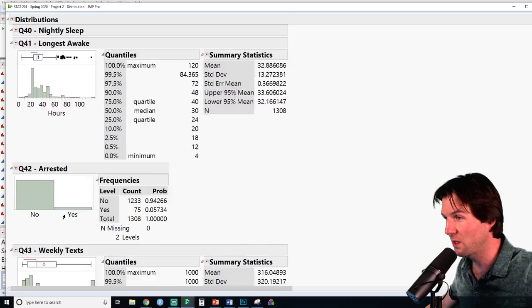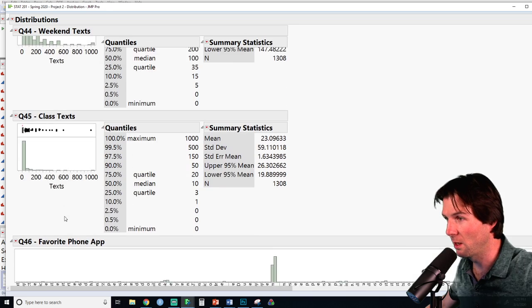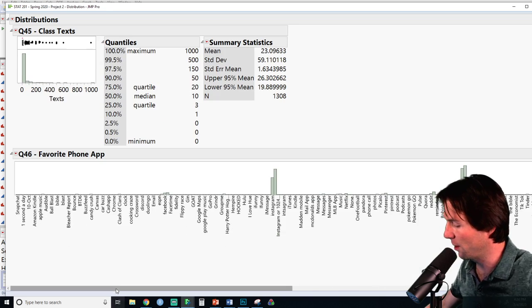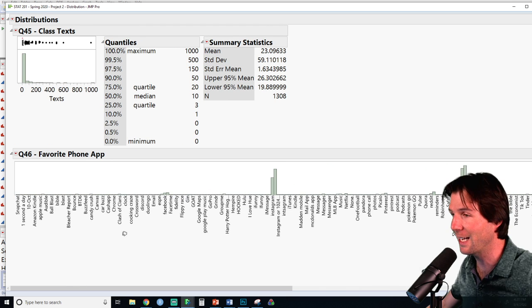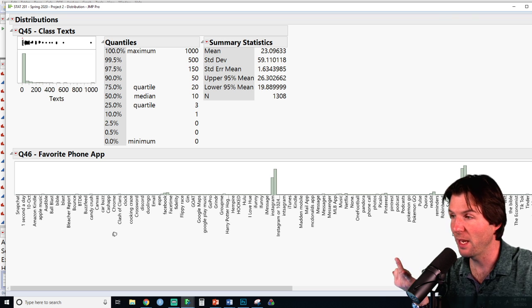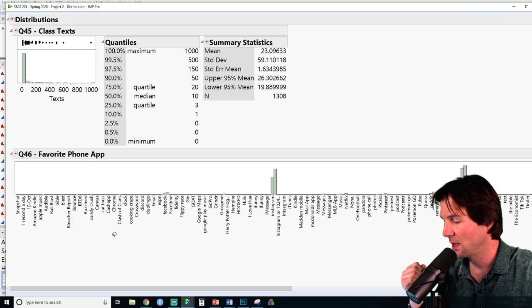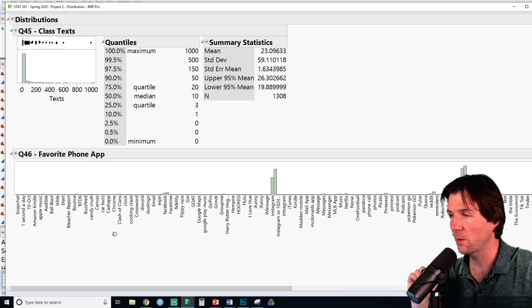And all of a sudden we see, here we go. Boom. Another one. Favorite phone app has so many unique levels to it that it would act as an identifier. So I think we found it. Original row number, major, and favorite phone app are things that just have way too many levels and act like identifiers. So we've got it right here.